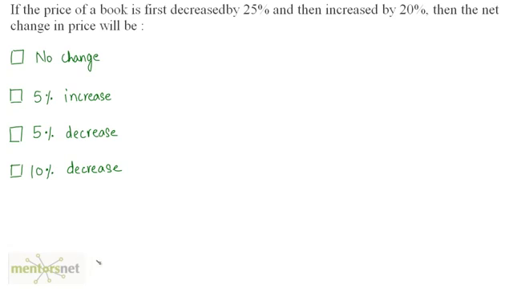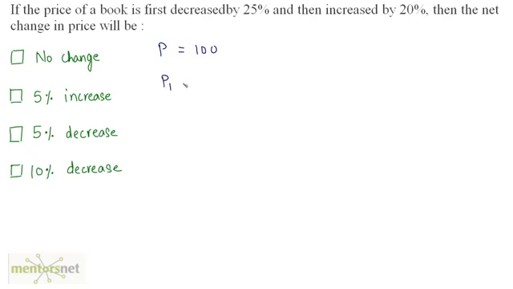If the price of a book is first decreased by 25% and then increased by 20%, then the net change in price will be. Firstly, let us consider the price of the book as P equals 100 rupees so that it is easier for us to deal with percentages. So this price is decreased by 25%. So I'll decrease 100 by its 25%.